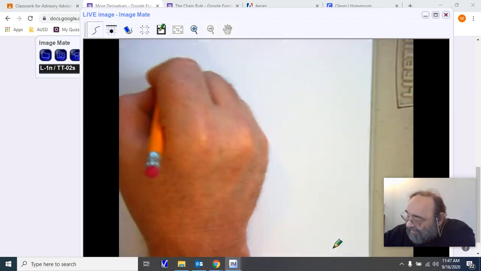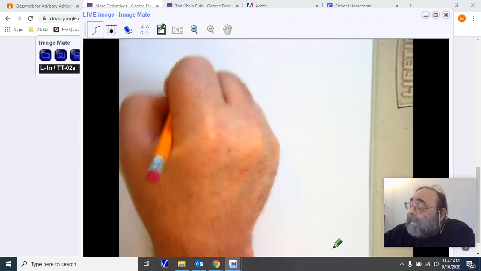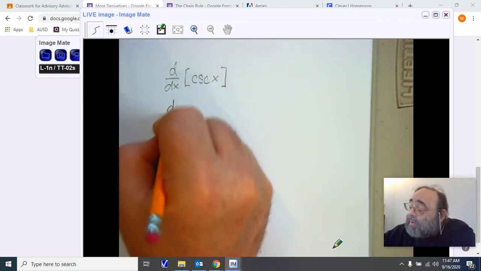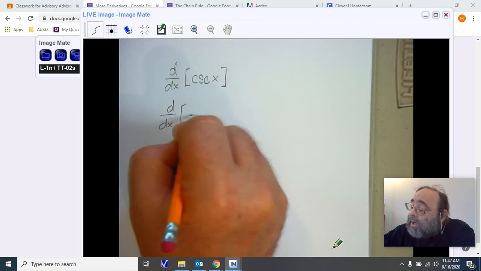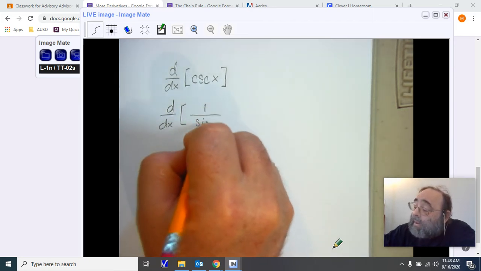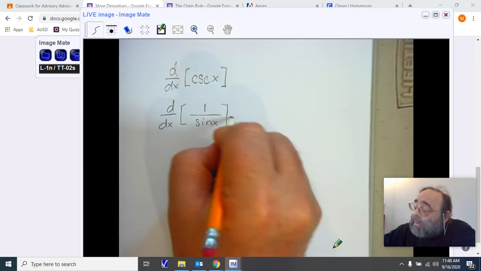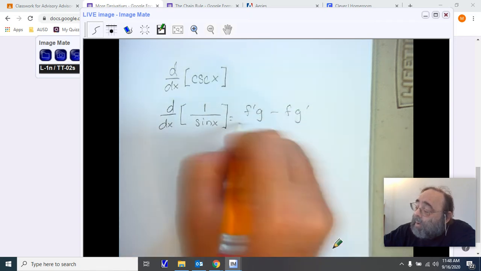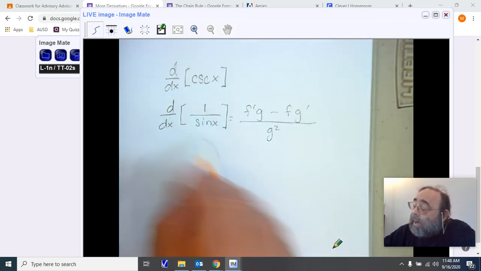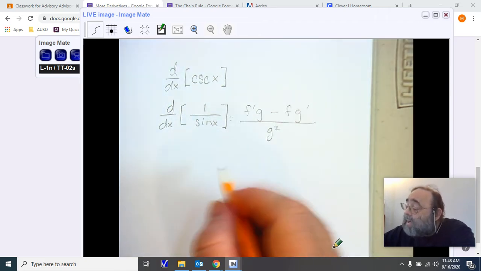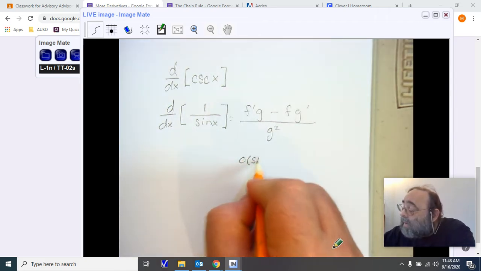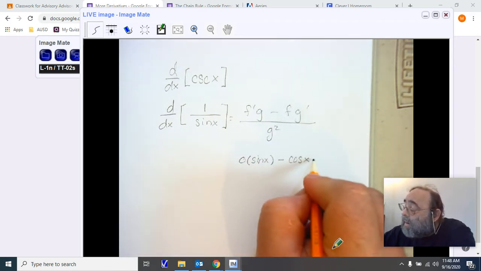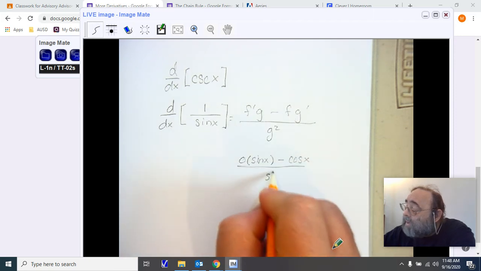The last one that we have is d dx of our cosecant. As we did before, we're going to change this into the reciprocal function, which will give us the ratio and therefore a quotient. Once again, we have our low d high less high d low, square the bottom, and away we go. We know that the derivative of 1 is 0, the derivative of sine is cosine, so we have 0 times sine minus cosine x times 1 divided by sine squared x.